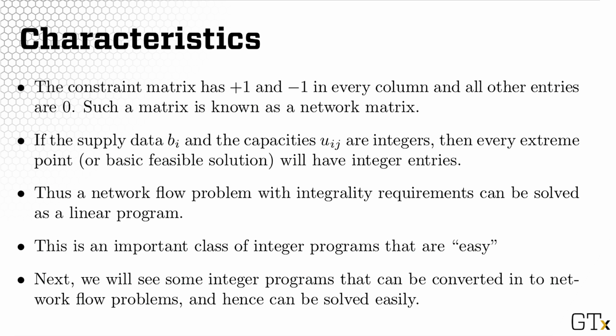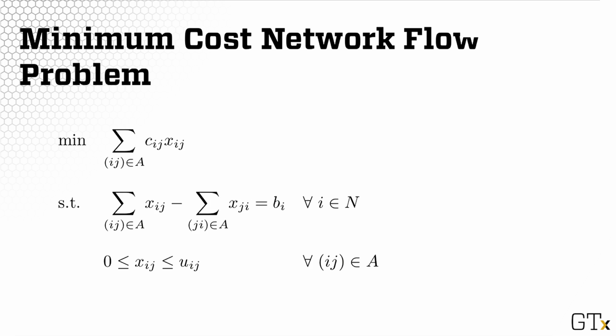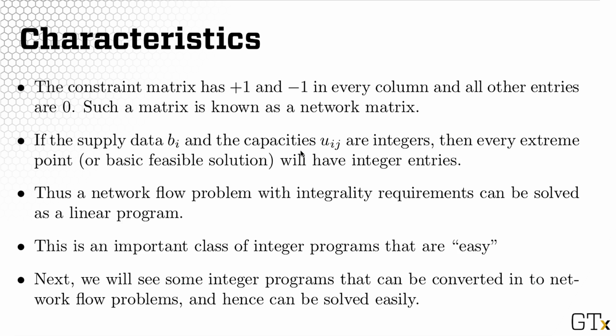Now, if the supply data, Bi, which are the right-hand sides of this problem, and the capacities are integers, then it turns out that every extreme point, or basic feasible solution, will have integer entries. Therefore, a network flow problem with integrality requirements can be solved as a linear program. In other words, we get an integer solution for free. If we can just solve the LP, we get an integer solution. So this is an important class of integer programs that are easy.